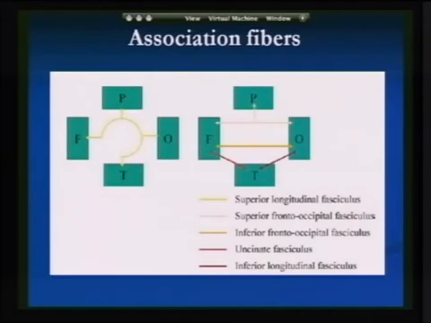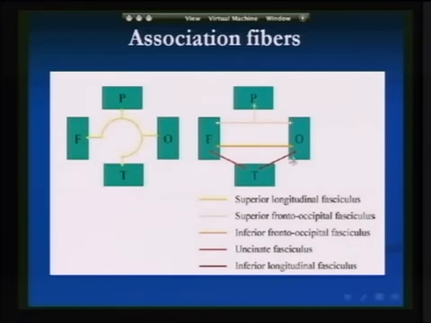In the association fibers, it's more complicated. We have here frontal, parietal, occipital, temporal lobes. Association fibers are called fasciculi. So if the white matter tract connects all four, this is called the superior longitudinal fasciculus.